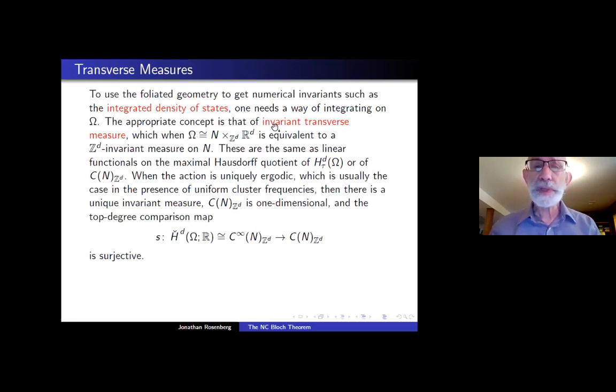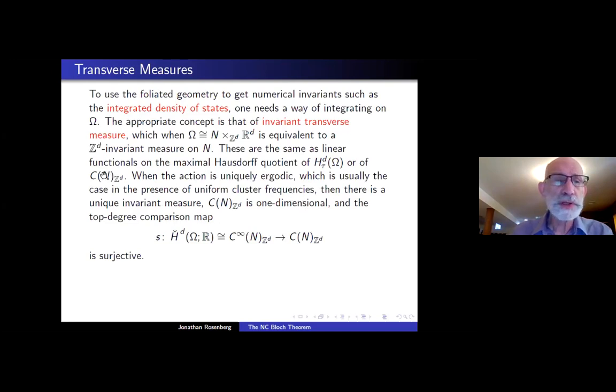And the invariant transverse measures can also be identified with linear functionals on the maximal Hausdorff quotient of the top degree tangential cohomology. So that means we just want linear functionals on C of N. Those are just ordinary measures on N, which are invariant under Z to the d. And in the case of uniform cluster frequencies, as we mentioned, the action is uniquely ergodic, and then there's a unique such measure. And that's what we always use for integration.